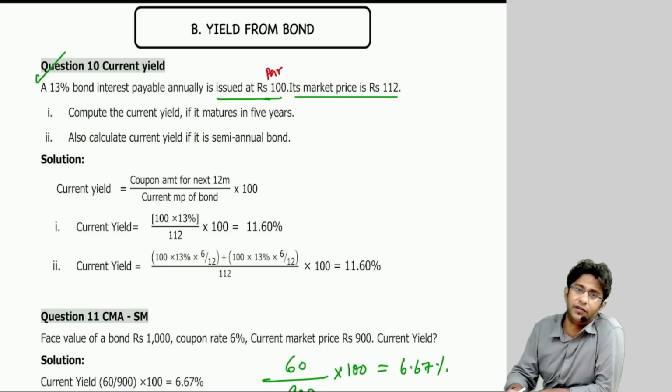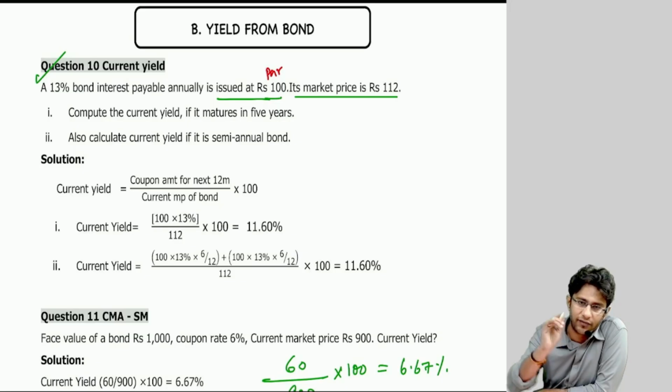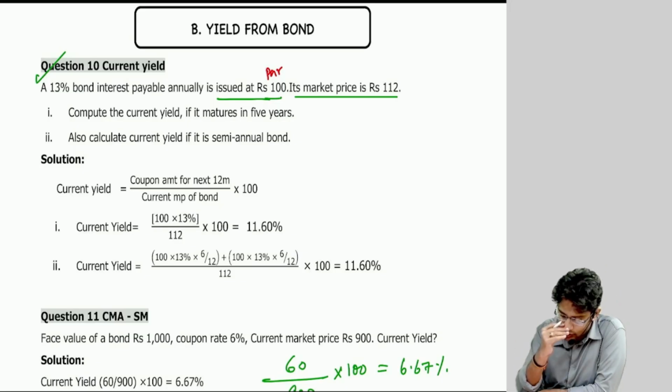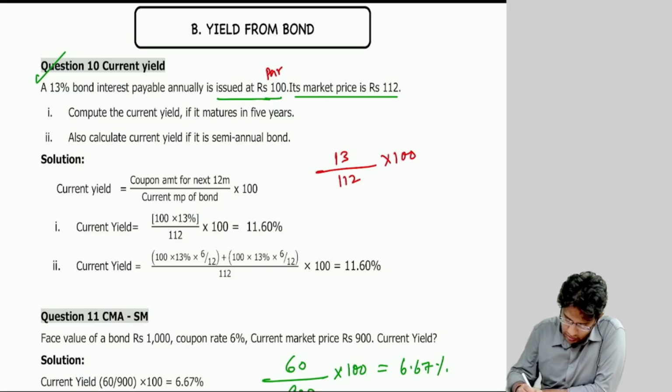Let it mature in 55 years also. Current yield will consider only a time frame of the next 1 year from wherever you are standing. Formula is what? Coupon amount. Coupon amount is how much? 100 into 13%, 13 rupees, divided by 112, into 100. That's 11.60.